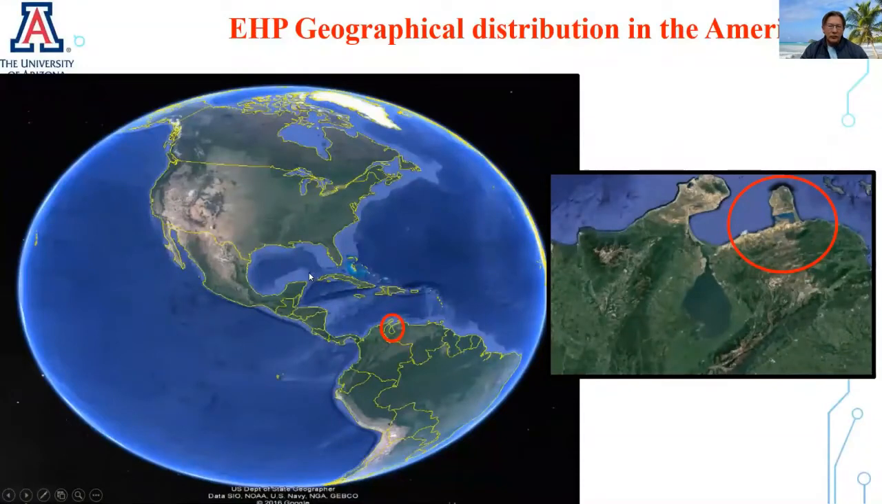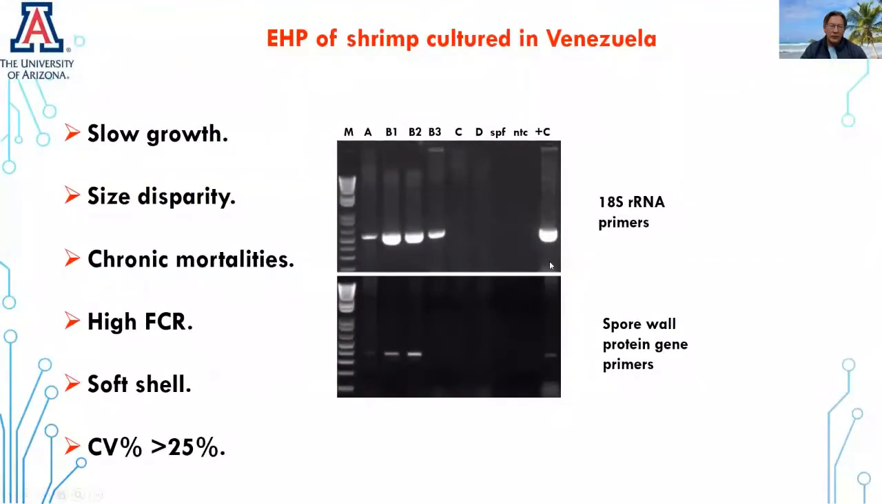Now, moving on to 2016, in the Western Hemisphere, specifically in Venezuela, as you can see here, this is an important shrimp farming region. So we saw some of the grow ponds displaying slow growth, size disparity, chronic mortalities, high feed conversion rate, soft shells, and a coefficient of variation higher than 25%. So basically, these typical clinical signs at pond level suggest the presence of a chronic infection.